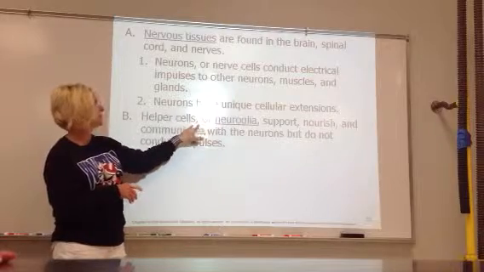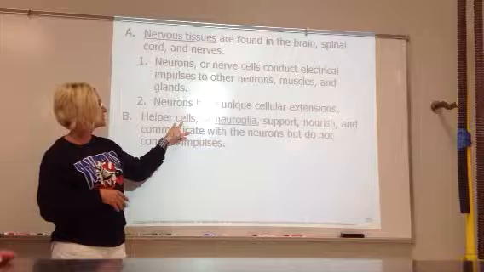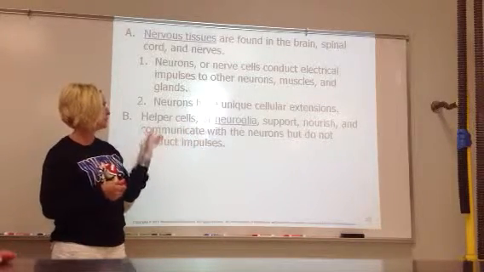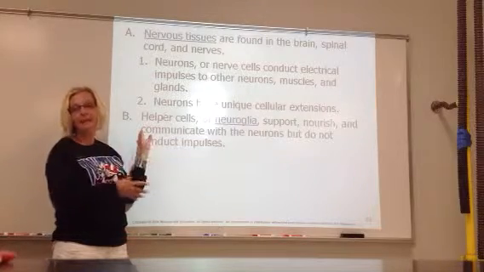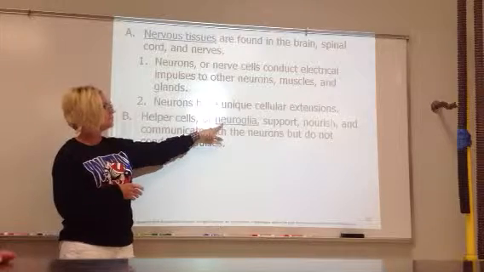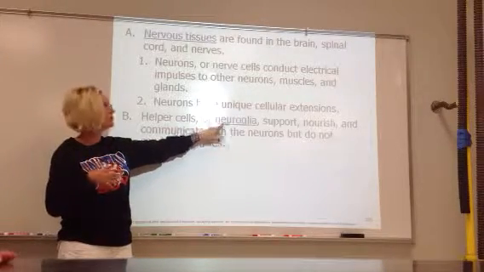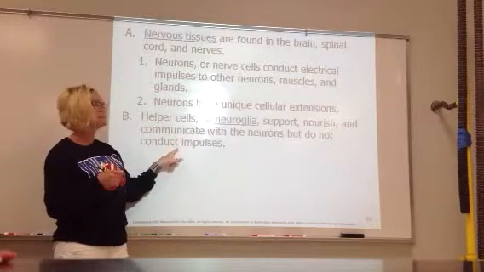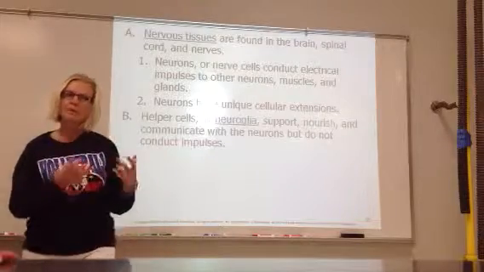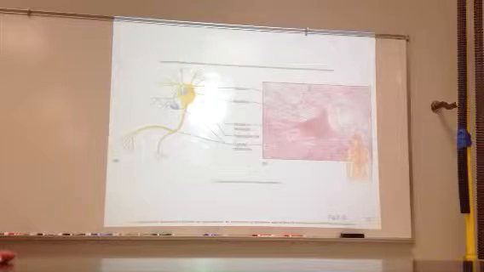Neuroglia are cells that will surround a neuron, and they are the helper cells or the nutrient cells. They are going to support, nourish, basically take care of the neurons. So neuroglia, I think, nourish the most. They provide nutrients, they protect, communicate, but they don't conduct any impulses. So neuroglia cannot receive or send impulses.